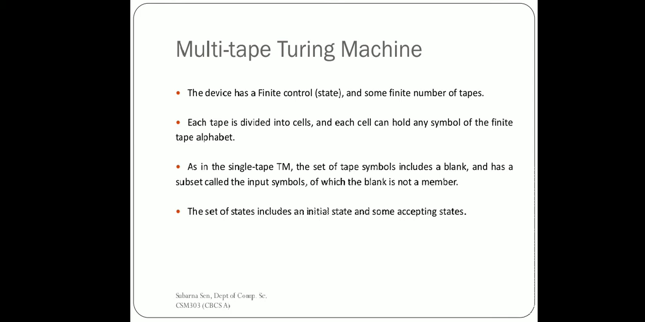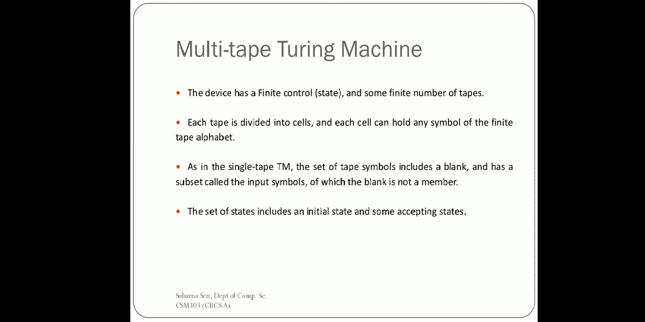Here the device will have a finite control, similar to that of your one tape Turing machine, and some finite number of tapes. In the one tape Turing machine there was only a single tape. Here we will have some finite number of tapes. That should be more than one, but it has to be finite, right?